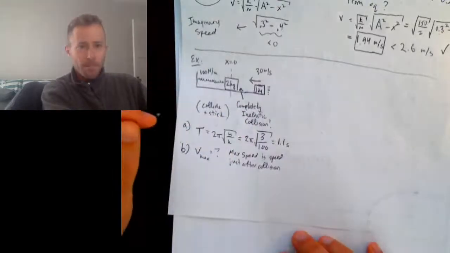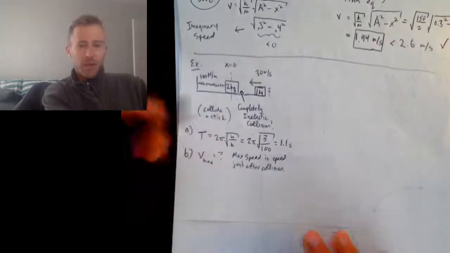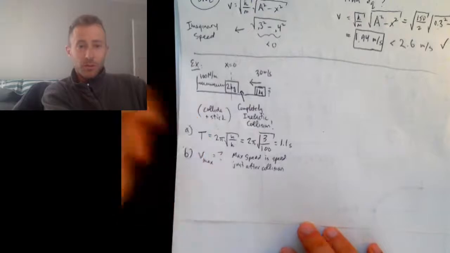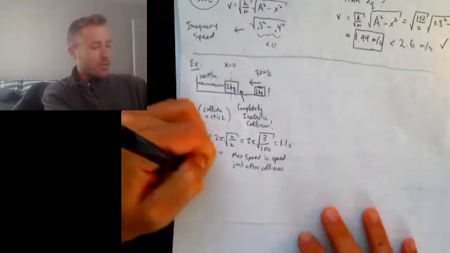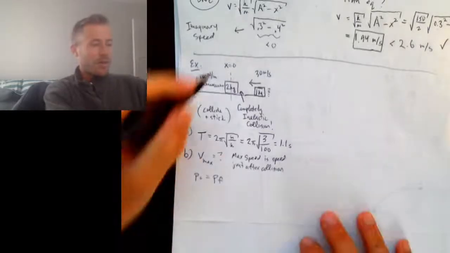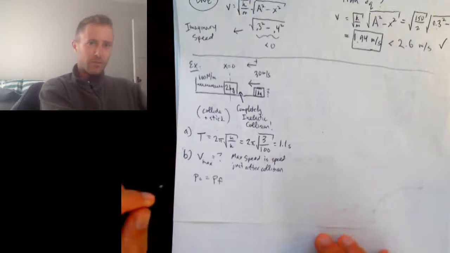Okay? The maximum speed is the speed just after collision. So how do we get the speed just after collision? We would use momentum. So I would say P initial equals P final. I'm going to have going to the left as positive for this problem, just for simplicity.